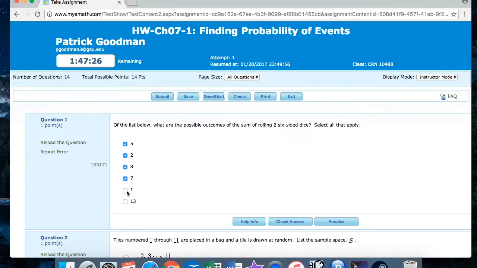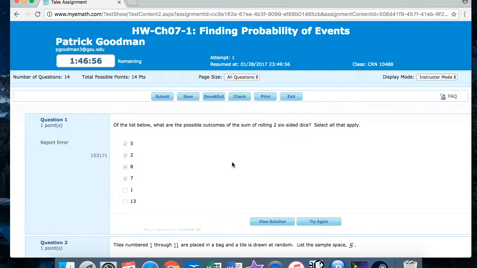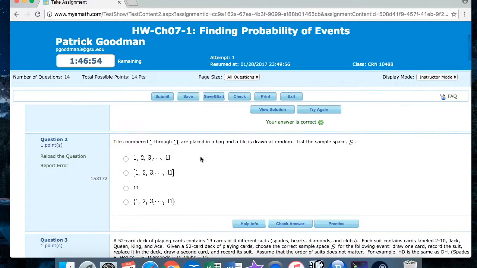Now 1. If this is a 6-sided dice, remember they're only numbered 1 through 6. So in order for me to get a 1, at least one of the dice has to be a 0. Well, that can't occur. So 1 is not possible for the sum of 2 6-sided dice. And same thing for 13. What's the maximum number we can get with 2 6-sided dice? Well, roll 2 6s. That's 12. So 1 and 13 are not possible. And that's exactly what we got here.